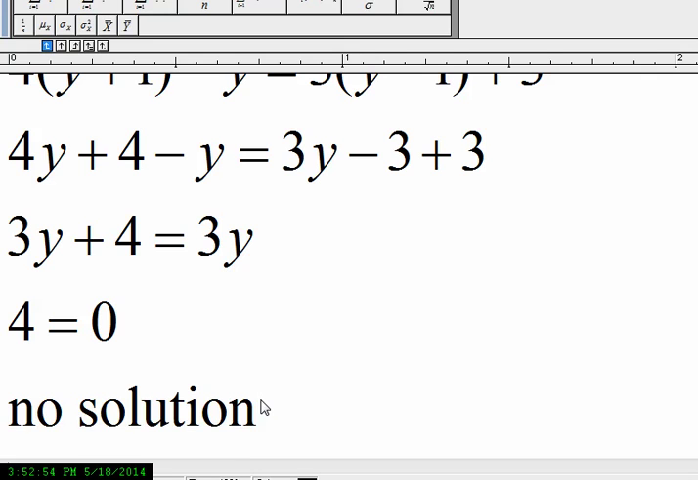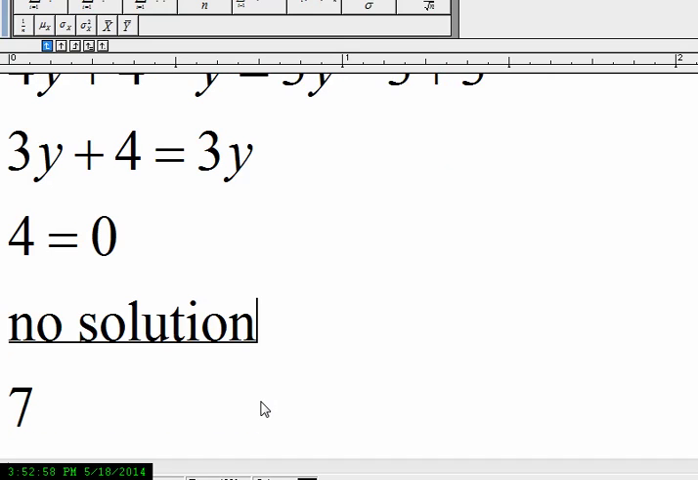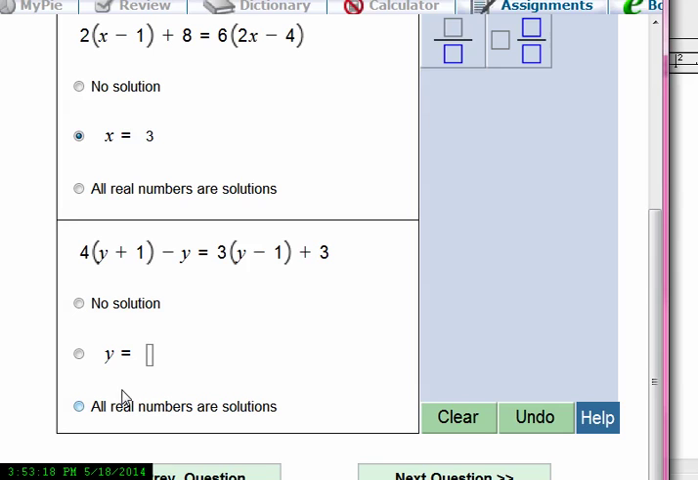Now let's say that we subtracted 3y from both sides and we got 7 equals 7. So if we got the statement that 7 equals 7, then our conclusion would be different. Instead of saying no solution, our answer would be infinitely many solutions. And on ALEKS, they word it as all real numbers are solutions. So every real number would work. So if you get a true statement, it's all real numbers are solutions. If you get a false statement, you get no solution.